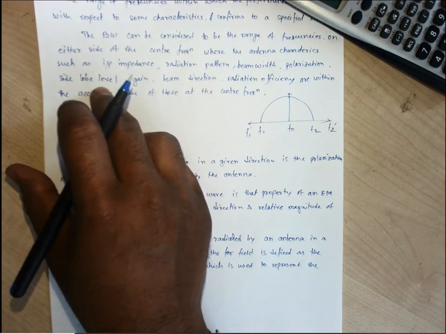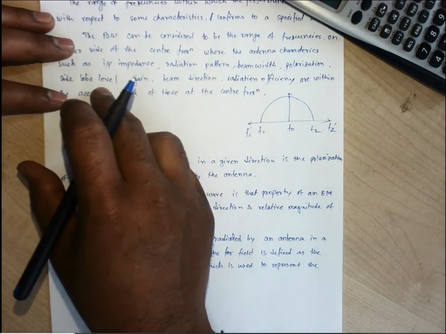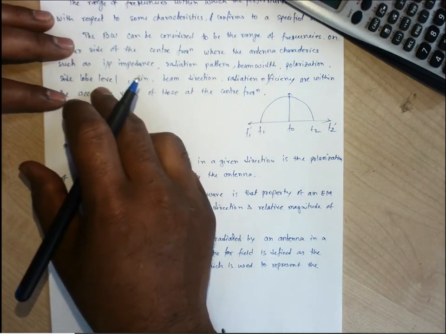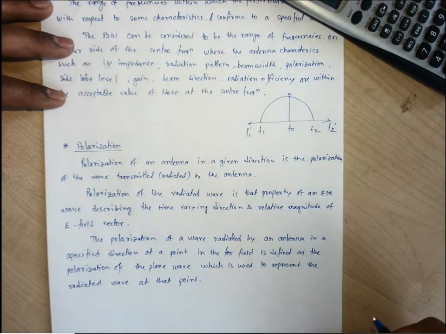Now the same wave we can define for the polarization of the wave received by the antenna. The wave which has been received by the antenna is defined as the polarization of a plane wave incident from a given direction. So if we have a receiving antenna, we need to consider the polarization of the incident wave in a given direction.